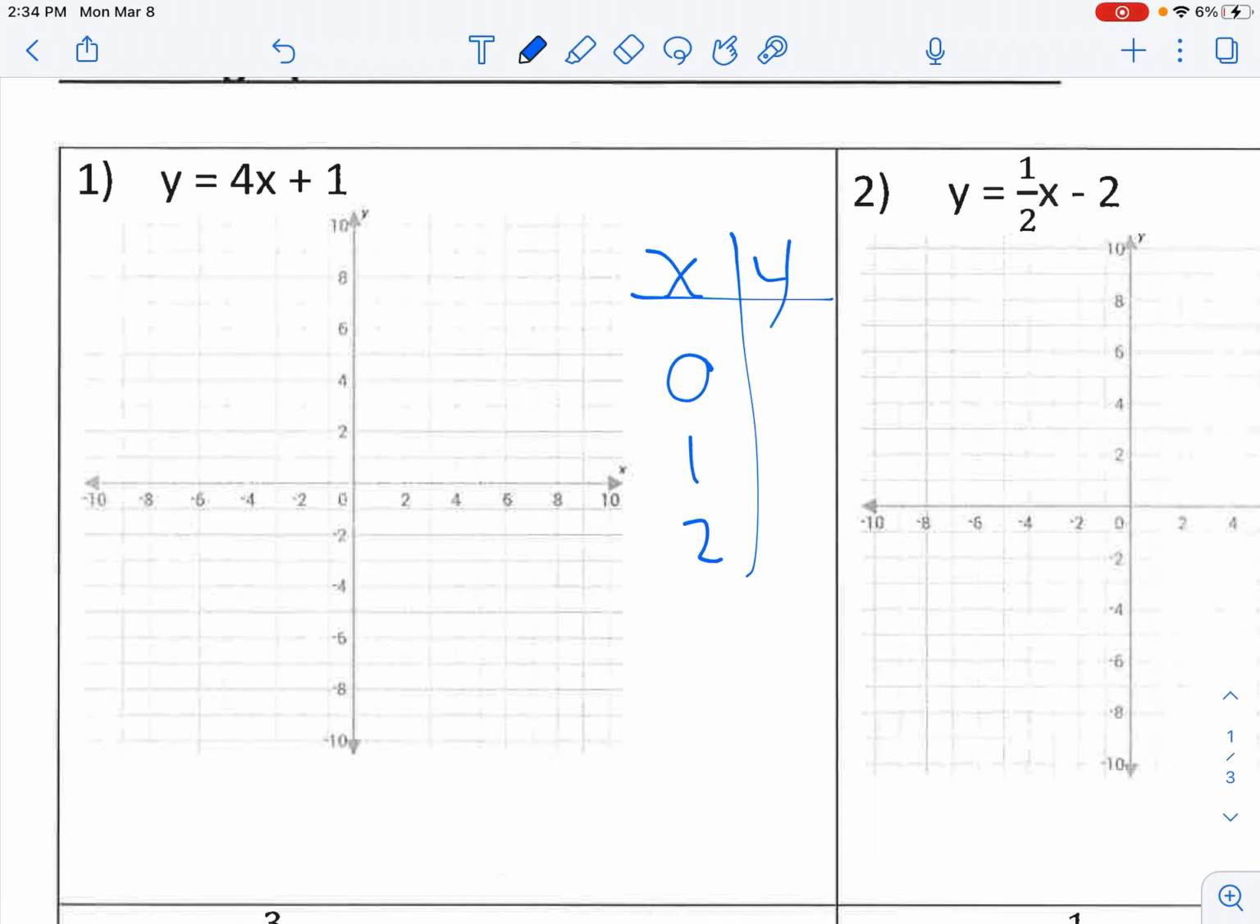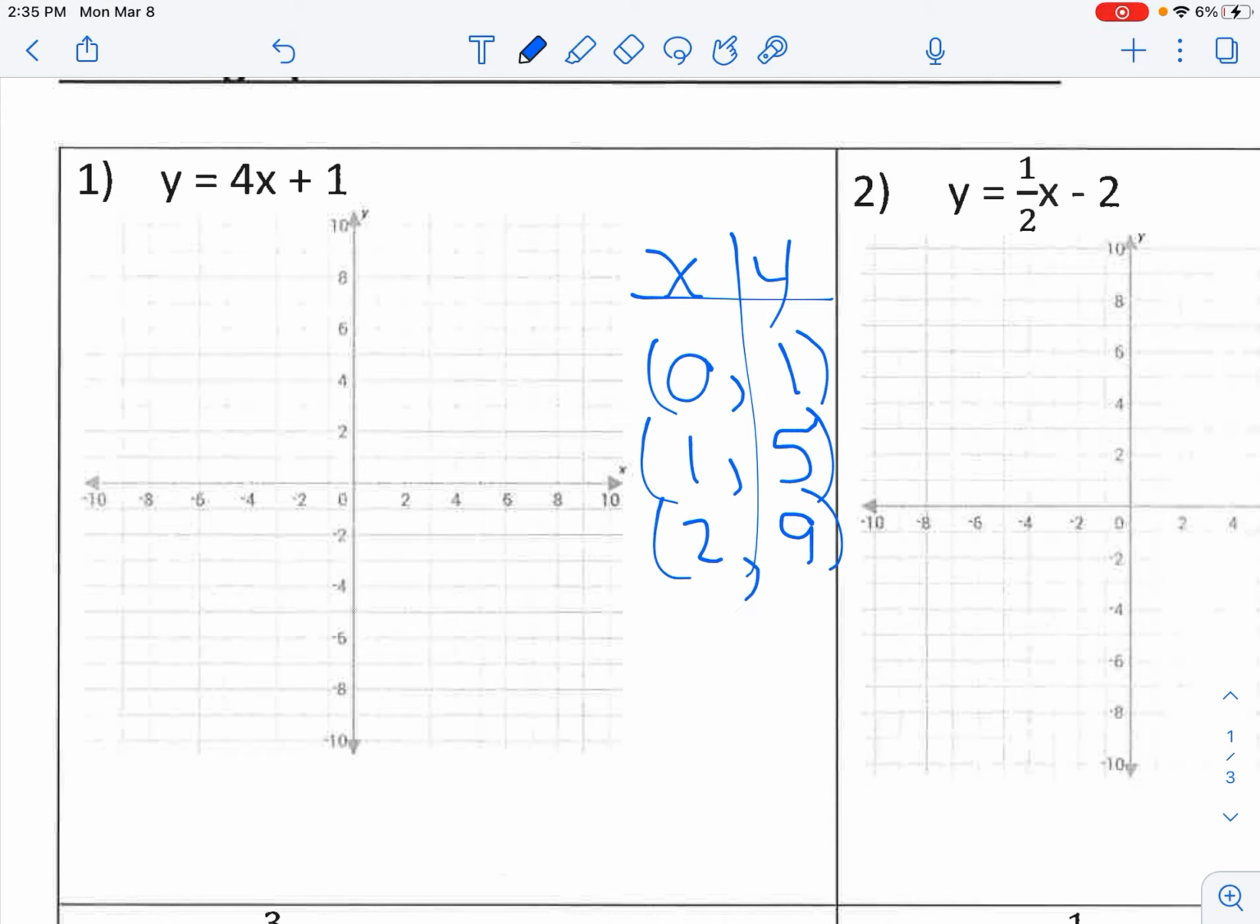So we're going to substitute 0 for x. So 4 times 0 is 0, and 0 plus 1 is 1. So there's your first ordered pair. 4 times 1 is 4. 4 plus 1 is 5. There's your second ordered pair. And 4 times 2 is 8, and 8 plus 1 is 9. So we've got 3 ordered pairs to graph.